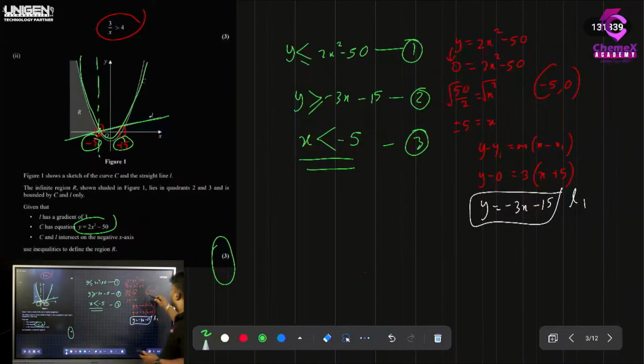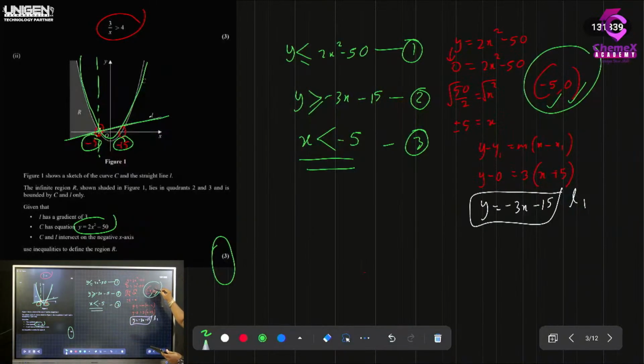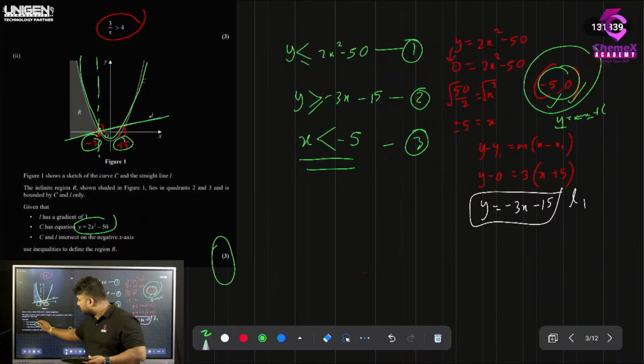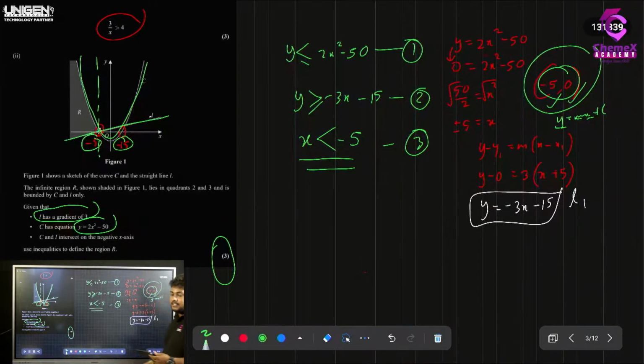After that, you know one coordinate where L1 also cuts. That's going to be minus 5 comma 0. This coordinate is on L1, right? So then I wrote y minus y1 equals m bracket x minus x1, or y equals mx plus c. Both are correct. Instead of y and x, you put those coordinates. And what is m? They give in the question that the gradient of L is 3. So I put those coordinates here and form the equation. Any questions?